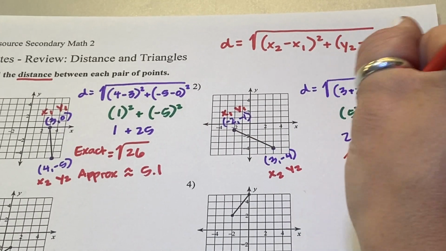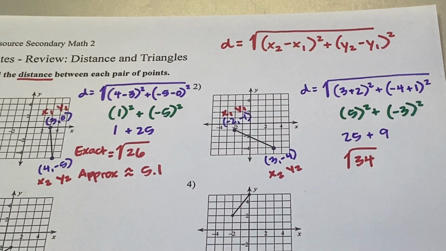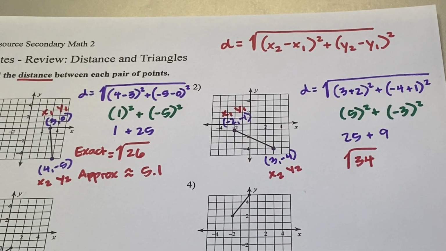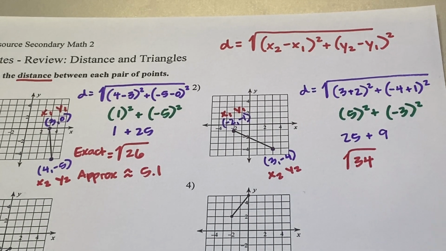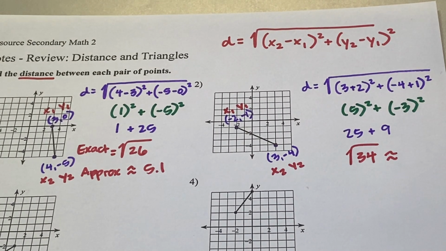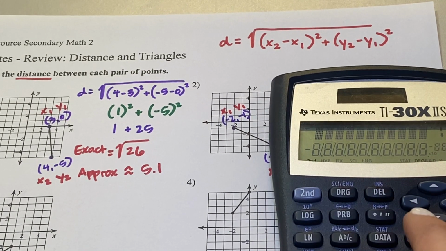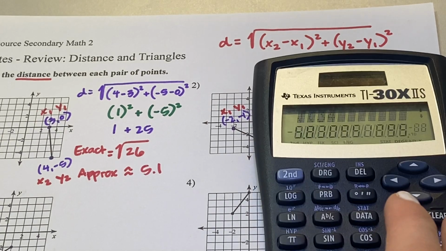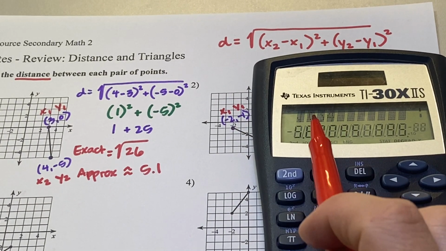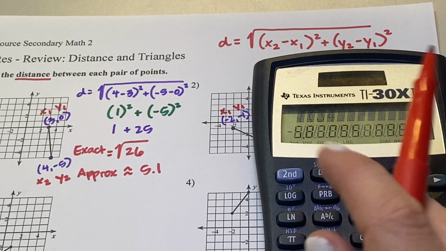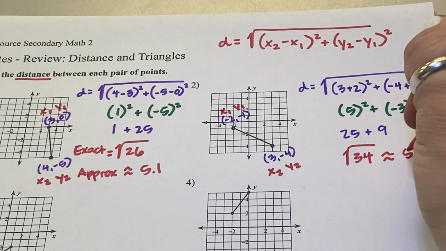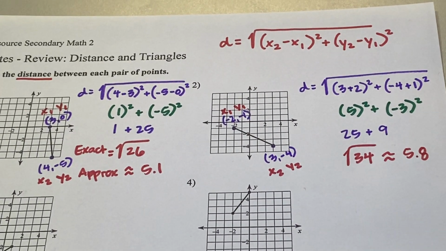34. We have the square root of 34, which is technically our exact answer. Let's go ahead and find the approximate answer. What did you get, Nora? 0.8. Let's see. You're absolutely correct. That 3 behind the 8 is not going to bump it up, so it is going to stay 5.8.